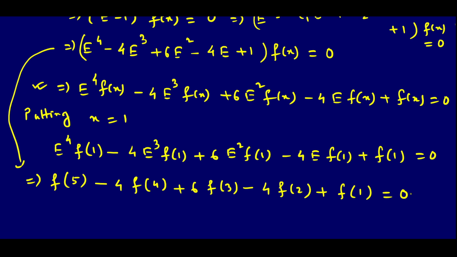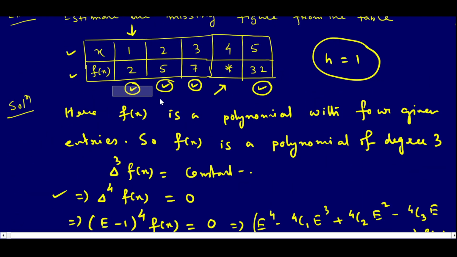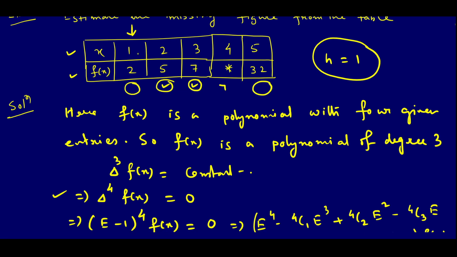Now, most of the values are given in the question except f of 4. So what is f of 1? Just go to the table. See, f of 5, sorry, this is our 5. Then what is f of 5? It's 32. Okay, f of 5 is 32. Then f of 4 is not given here. What is f of 3? f of 3 is 7. Then f of 2 is 5. And what is f of 1? It is 2. So from the table, put each and every term except f of 4.